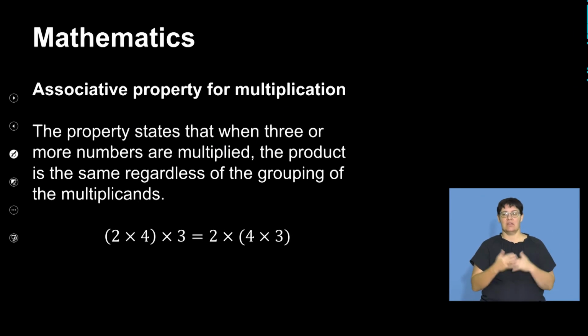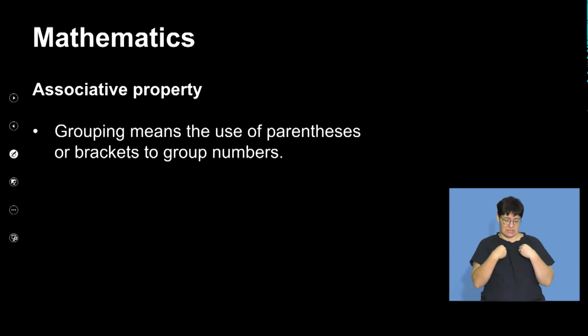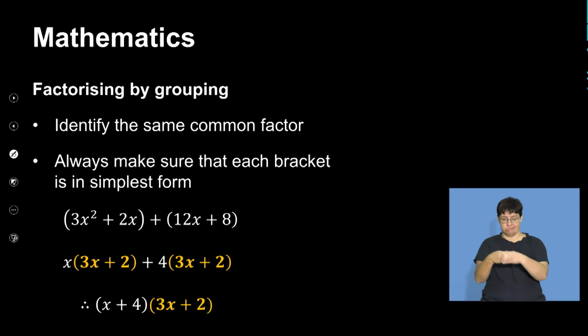And now we use the associative property for multiplication, remember. It states that when 3 or more numbers are multiplied, the product is the same regardless, right? So you always look at the associative property when you're trying to factorize a trinomial. So you're always going to group them and use the parentheses or brackets to group these numbers, right? And this is one type, again, of factorizing a trinomial. That's why I'm talking about the associative property.